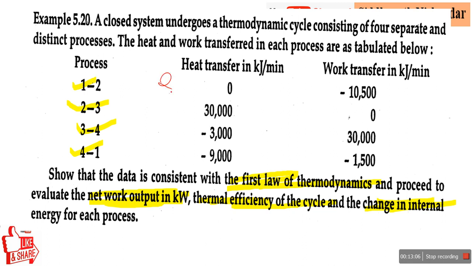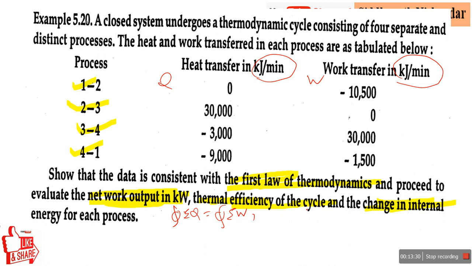They have given Q and W in kilojoule per minute. See here, the unit is kilojoule per minute. Find whether that cyclic process is following the first law of thermodynamics or not. How to check? We simply check that the summation of Q is equal to the summation of W. Then it follows the first law.